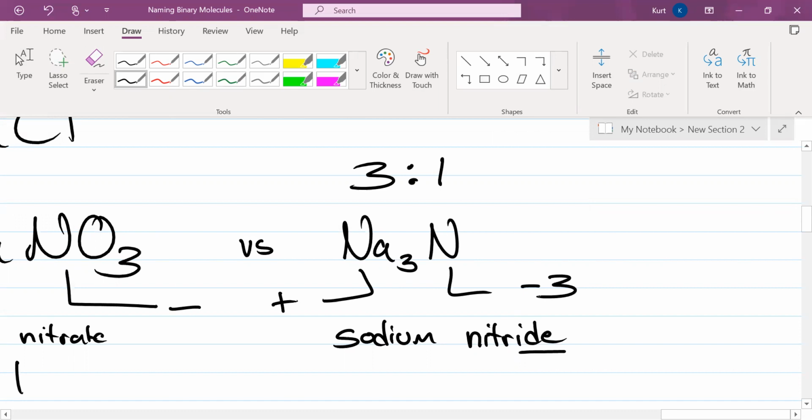That's right. Sodium has a positive 1 charge. Nitrogen is in group 15. It has a negative 3 charge. We'll probably do some more naming practice in the very near future. Just be sure you guys got this.